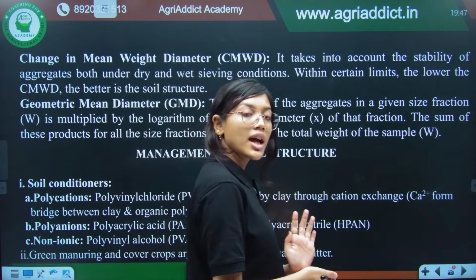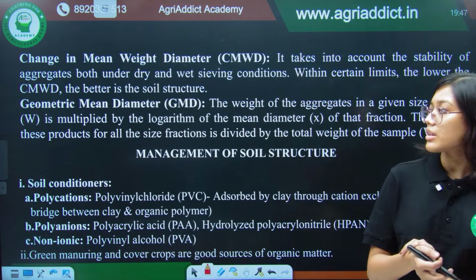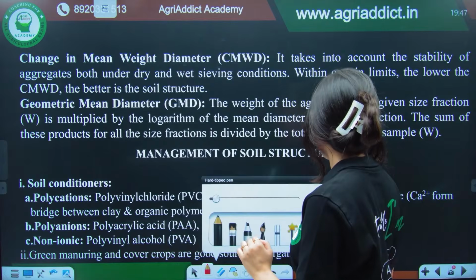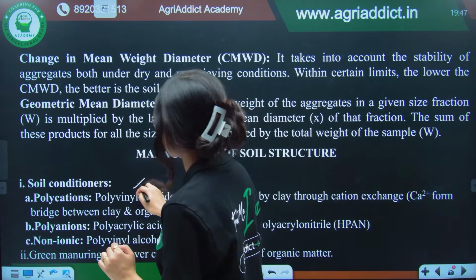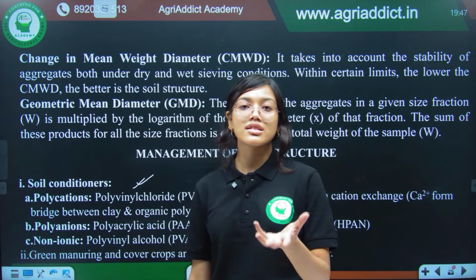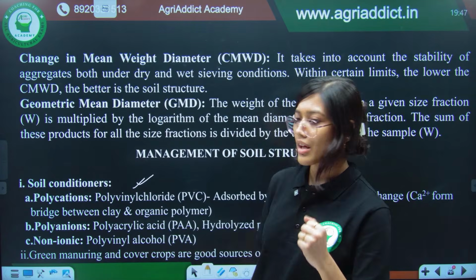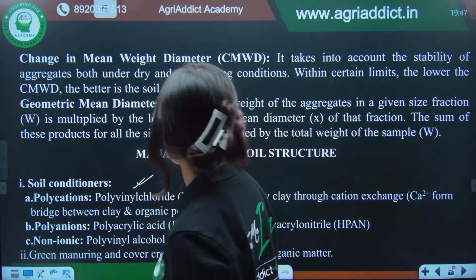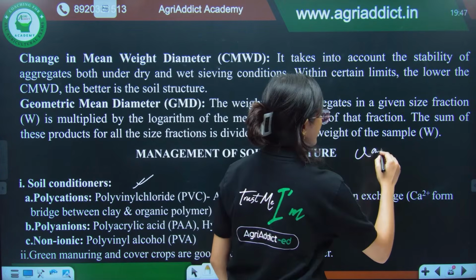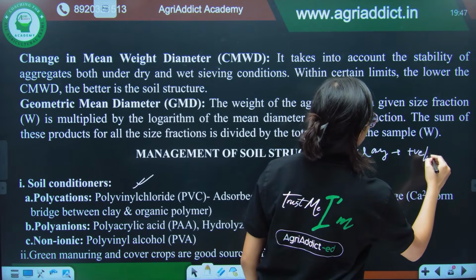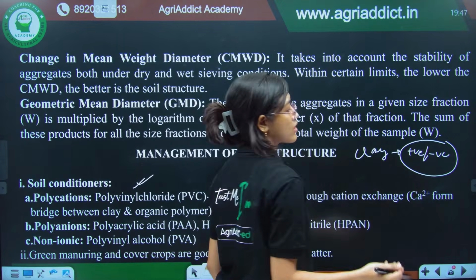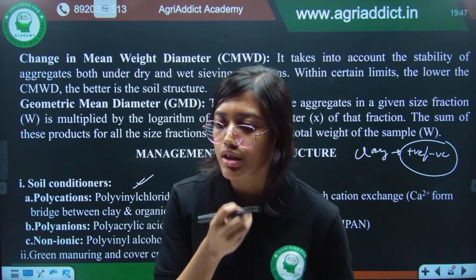And now, when I am going to talk about how you can manage the soil structure, you will find the use of different soil conditioners. So, what are soil conditioners? That will hold your structure together. Now, tell me, what is the charge of clay? Clay here, is it positively charged or negatively charged? The clay fraction of your soil, is it positively charged or negatively charged?